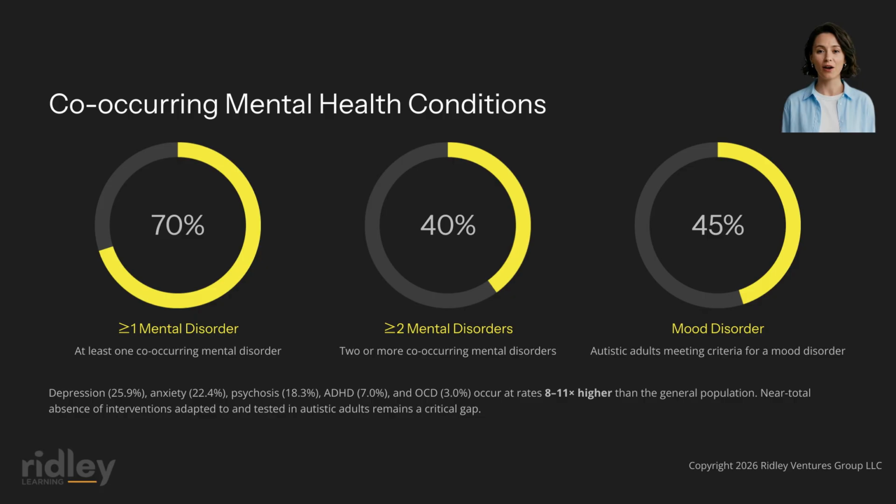The umbrella review by Kernow and colleagues highlighted both the wide variation of prevalence estimates in the literature and the near-total absence of interventions adapted to and tested in autistic adults. This is a gap that allied health clinicians encounter every time a mental health referral is made, without any confidence that the receiving clinician has autism-specific preparation.